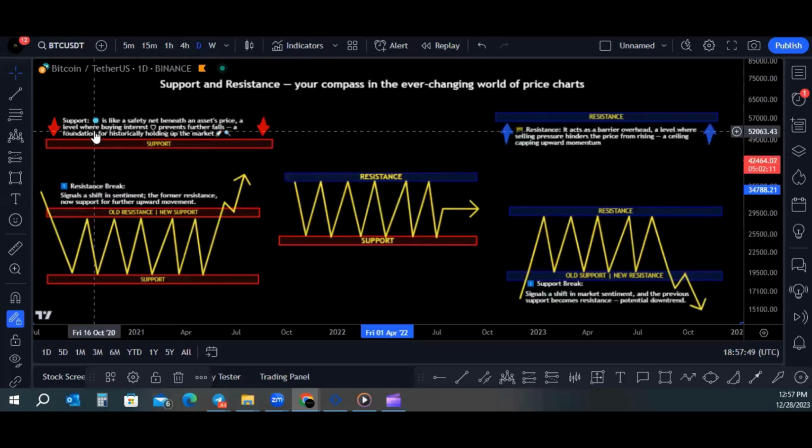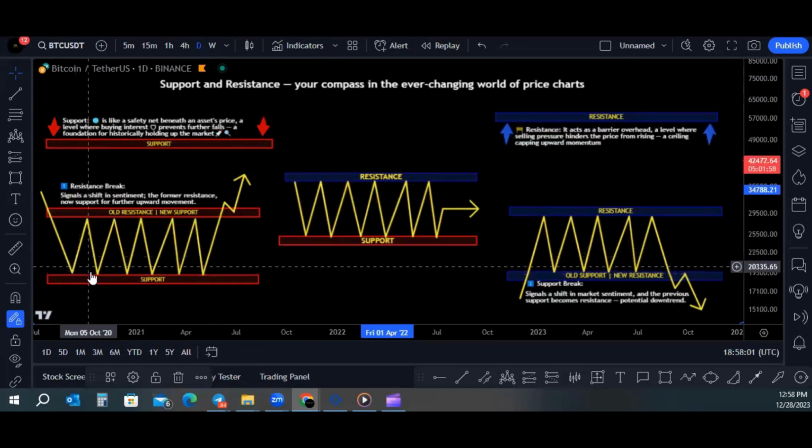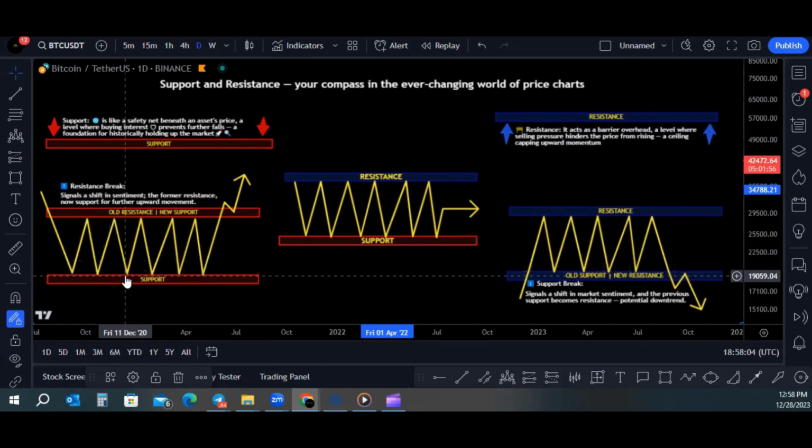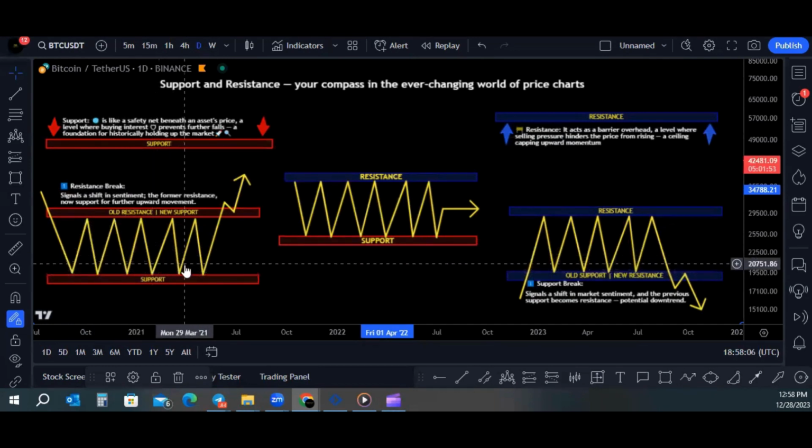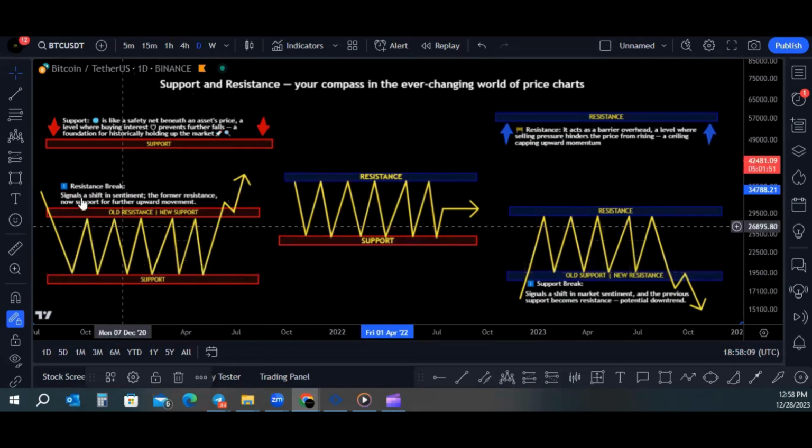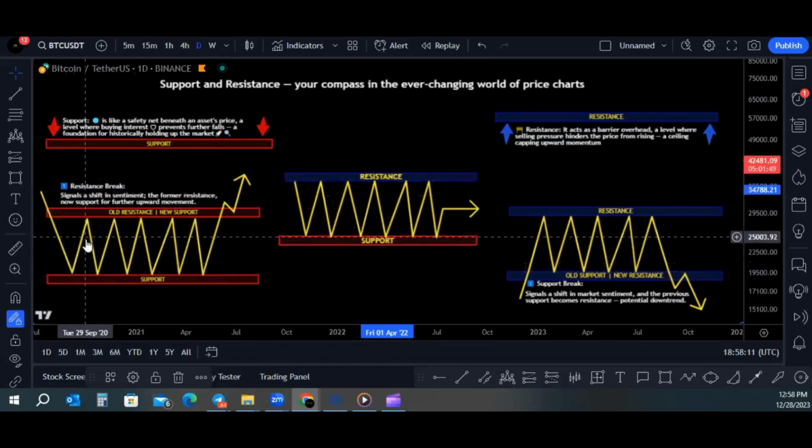Support is like a safety net beneath an asset's price, a level where buying interest prevents further falls, a foundation for historically holding up the market. So historically, price was turned around at this level from the bottom, rejected from the bottom support. So here we are. And when we break out of this, old resistance, new support.